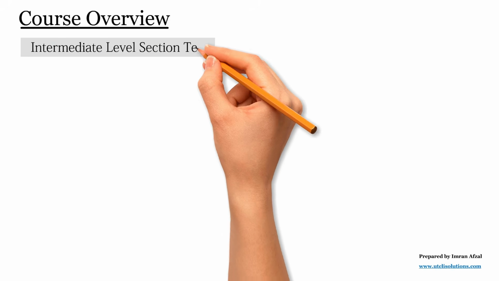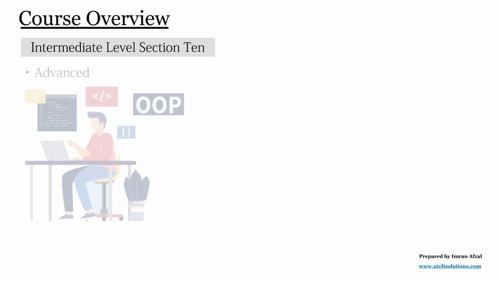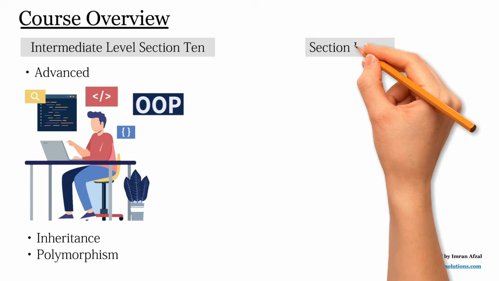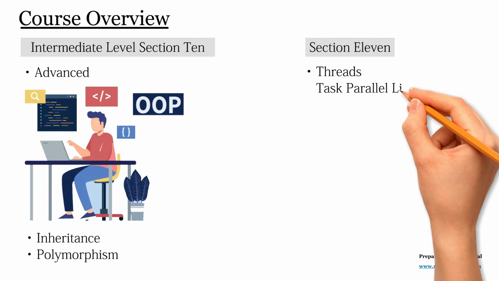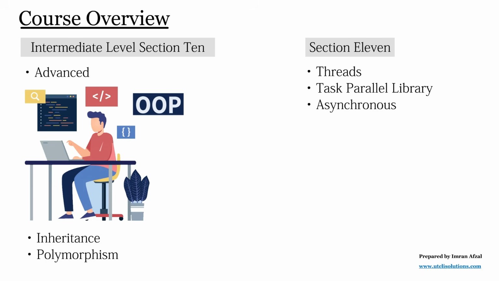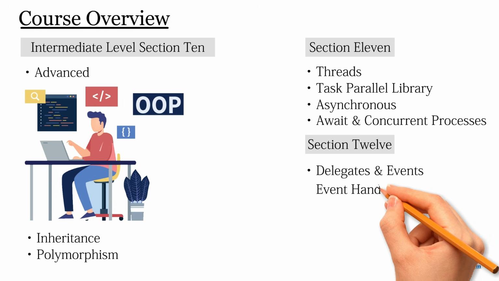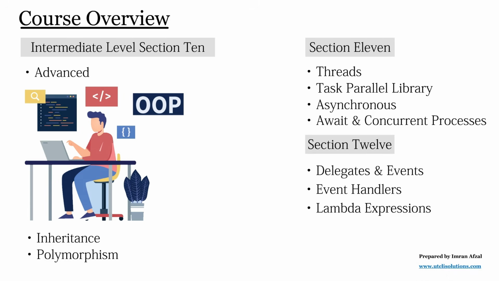Then we start with the intermediate level. This level starts from section 10, advanced object-oriented programming concepts. So in this, we'll cover inheritance and polymorphism concepts. In section 11, we'll cover threads and task parallel library, asynchronous and await, and concurrent processes. In section 12, delegates and events. In this, we will learn how delegation works as well as see the event handler and lambda expressions.